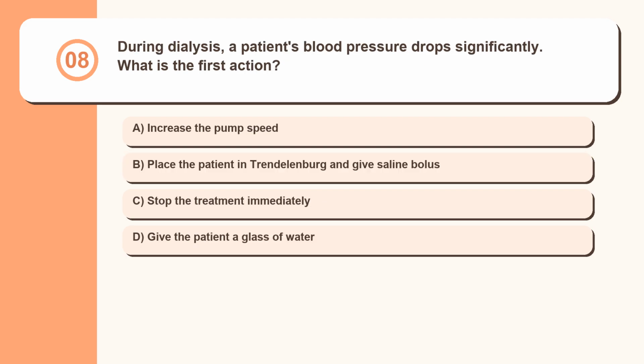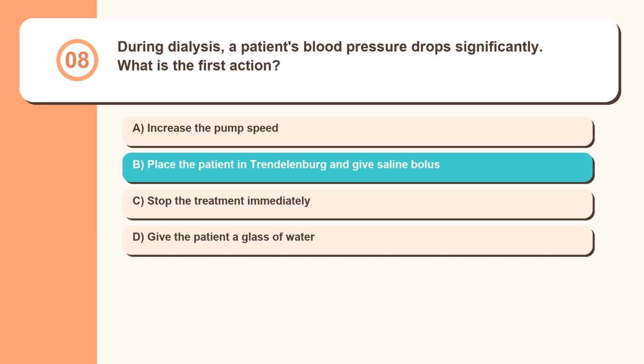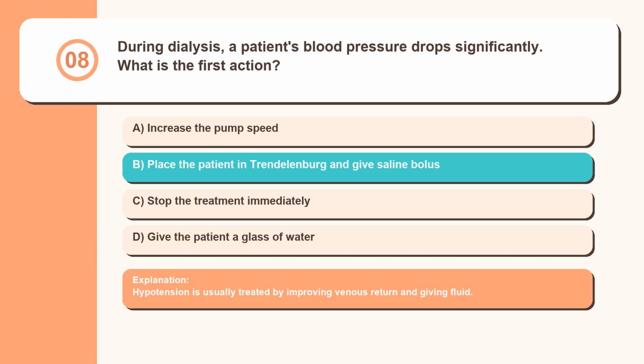Question 8. During dialysis, a patient's blood pressure drops significantly. What is the first action? Increase the pump speed, place the patient in Trendelenburg and give saline bolus. Stop the treatment immediately. Give the patient a glass of water. Hypotension is usually treated by improving venous return and giving fluid.